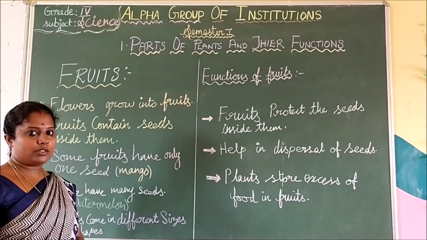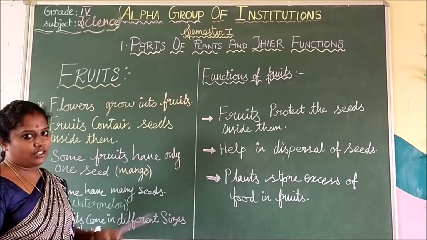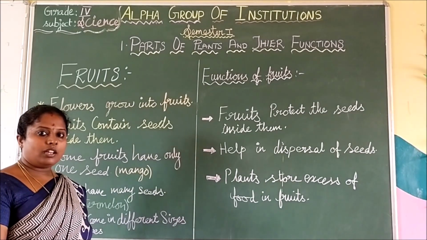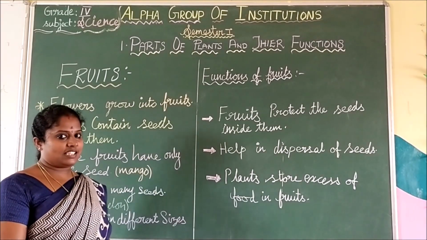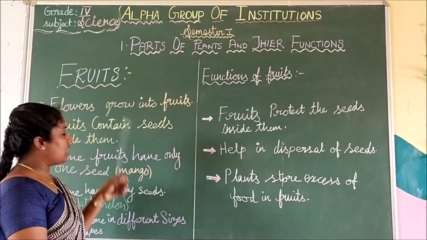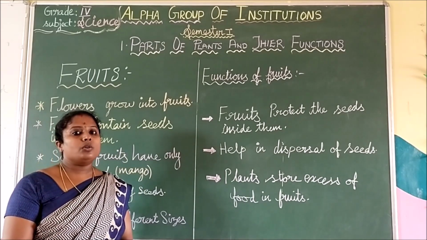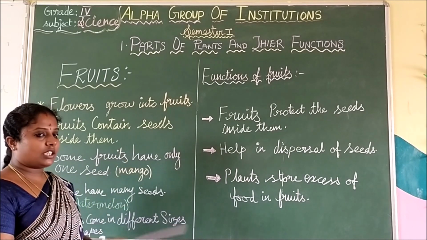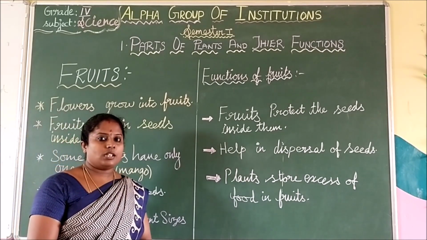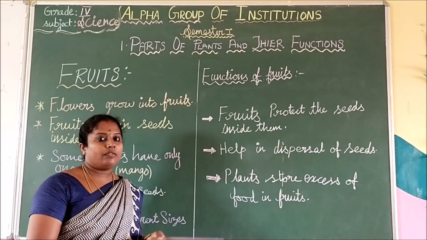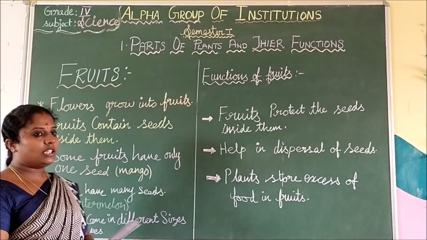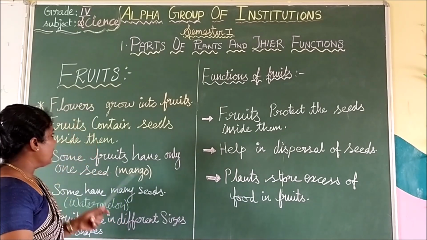Yes children, now we are going to see about fruits. You all like fruits, right? From where are we getting fruit? From plants. Yes. So the fruits come under which system? Root system or shoot system? Shoot system. The fruits come under shoot system. So they are parts above the ground.